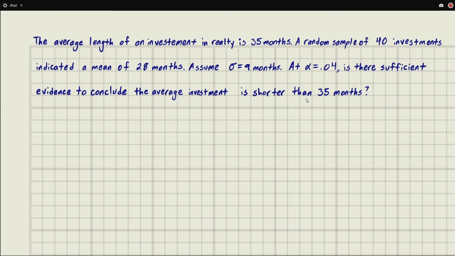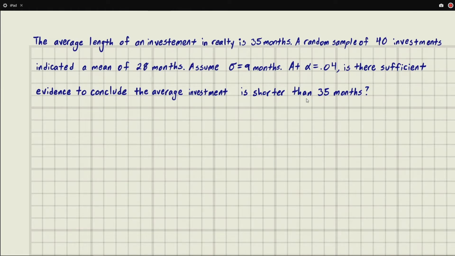The average length of an investment in realty is 35 months. A random sample of 40 investments indicated a mean of 28 months. Assume sigma equals 9 months. At alpha equals 0.04, is there sufficient evidence to conclude the average investment is shorter than 35 months?